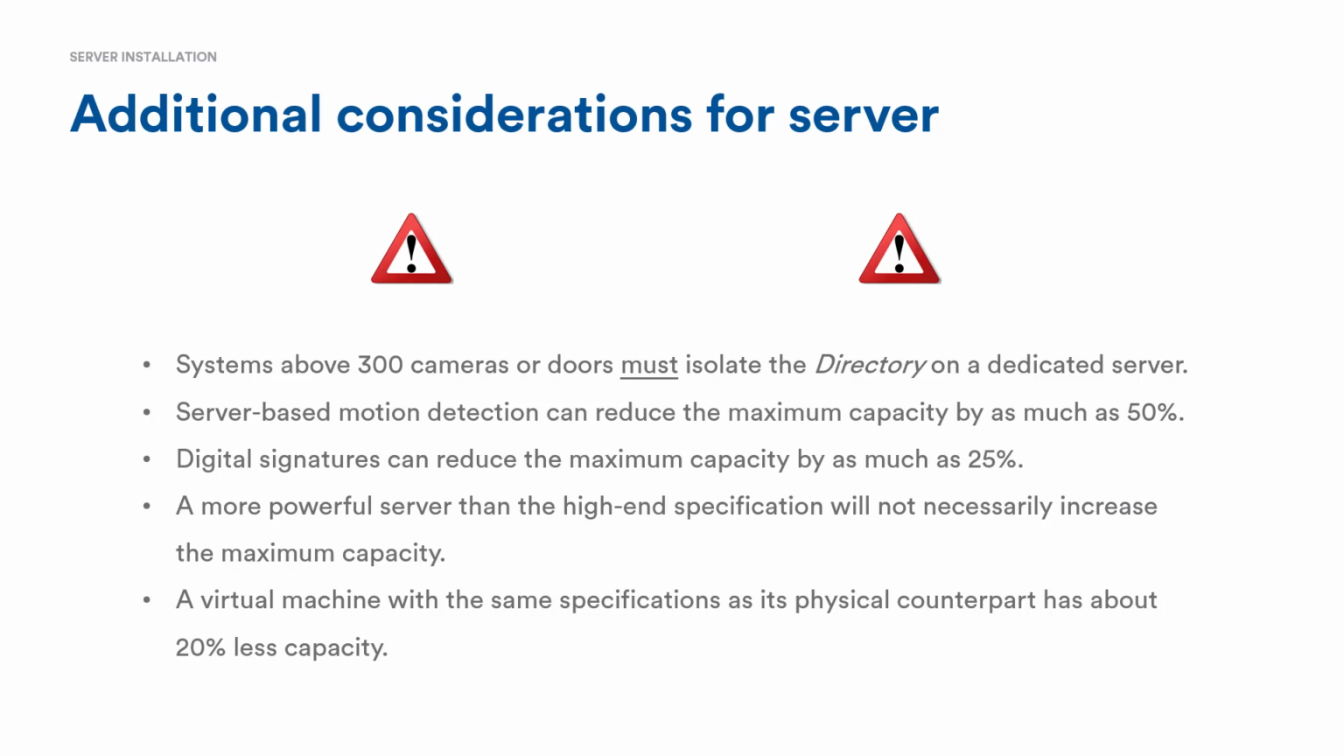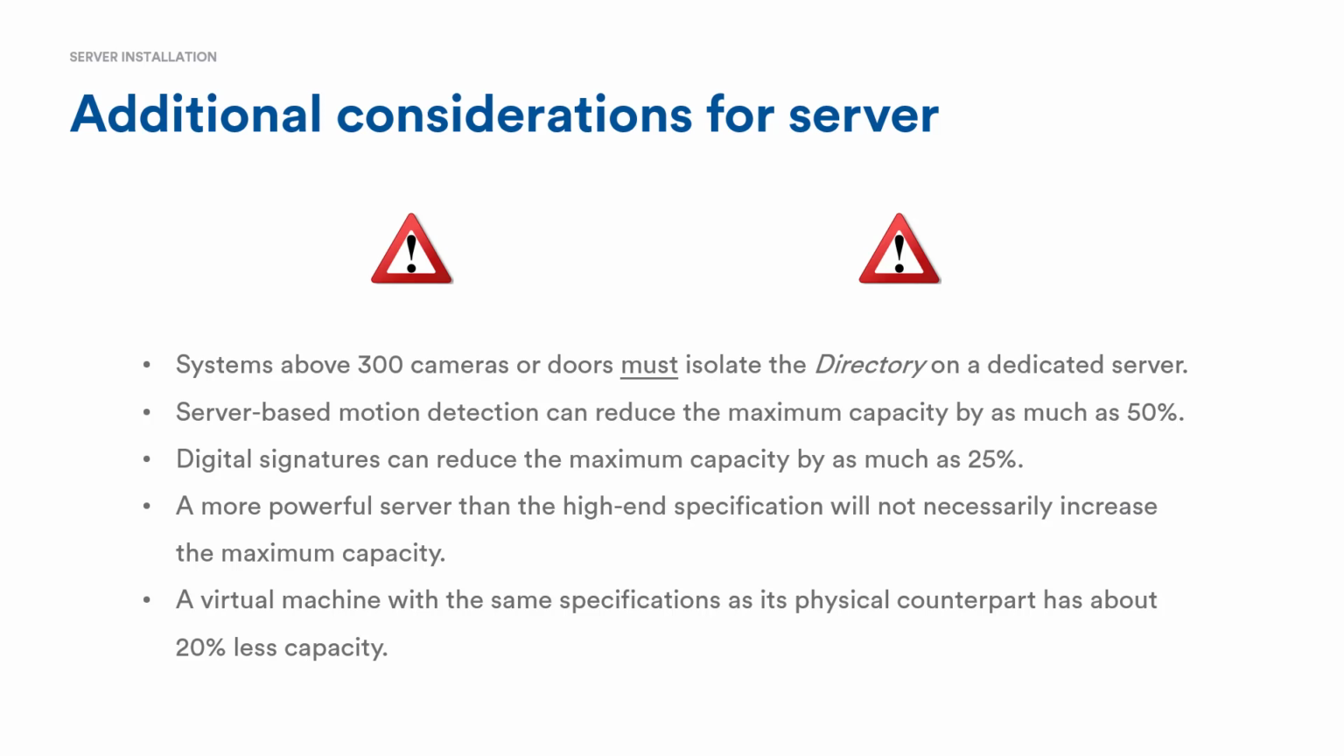Server-based motion detection can reduce the maximum capacity by as much as 50%. To conserve server resources, we encourage you to run camera-based motion detection whenever possible. Digital signatures can reduce the maximum capacity by as much as 25%. Digital signatures are like CRC checksums used to guarantee the authenticity of a video frame.